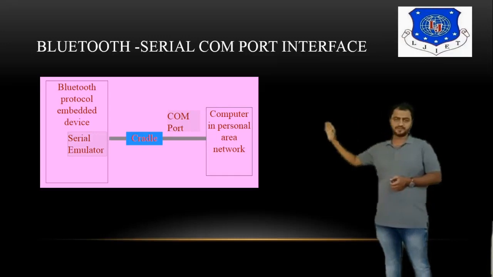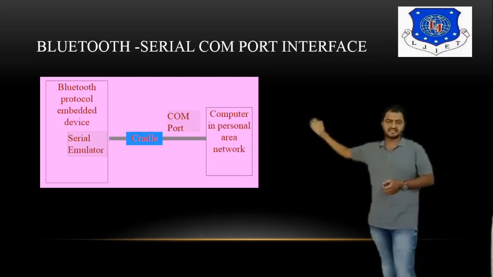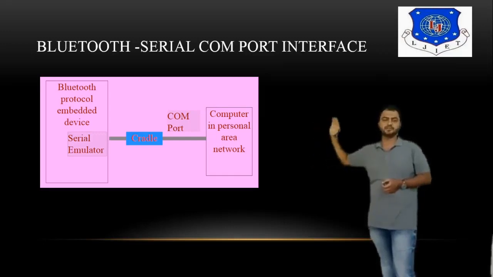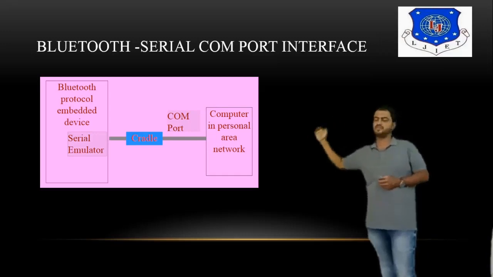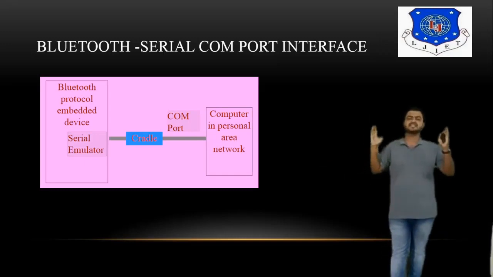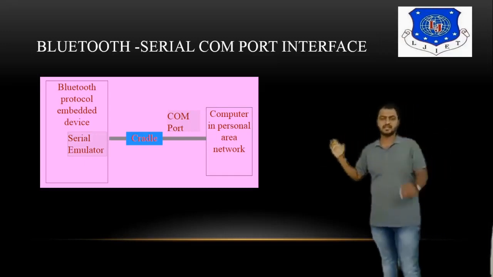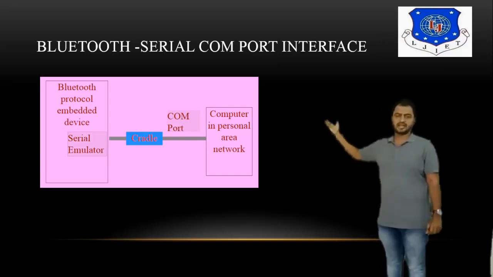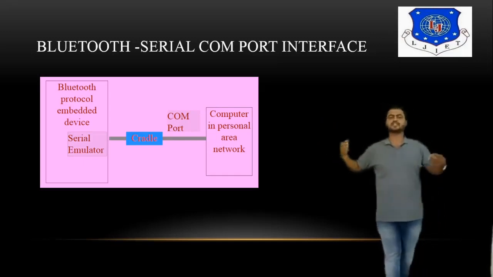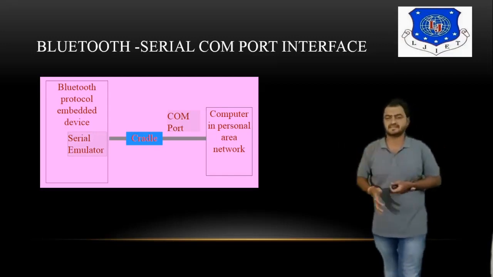the serial COM port. So the Bluetooth protocol enables devices, serial eliminators, and COM ports on a computer in a personal area network. Basically, a handshake is established between Bluetooth protocol embedded devices and a communication network through a COM port. So basically the channel is established between these two devices, the Bluetooth protocol embedded devices and the computer in a personal area network. The COM port is established between the computer and the Bluetooth devices.